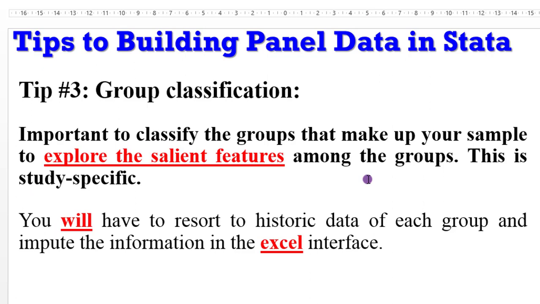Tip 3, group classification. It is important to classify the groups that make up your sample so that you can explore the salient features among the groups. This is study specific. But for you to be able to do this, you have to resort to historic data of each group, and the imputation is done in Excel because that is where I always do my classifications.